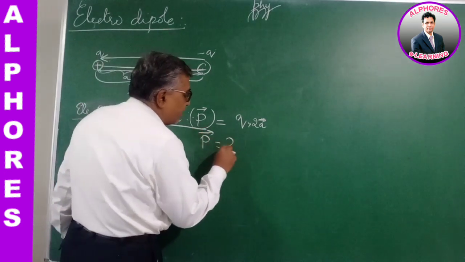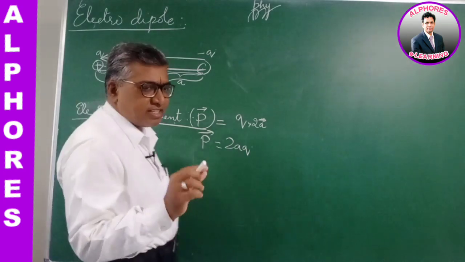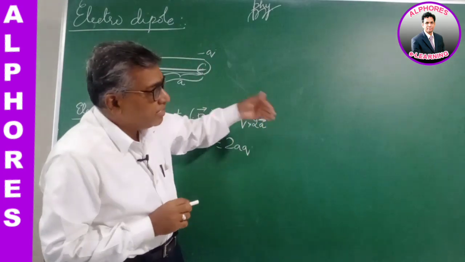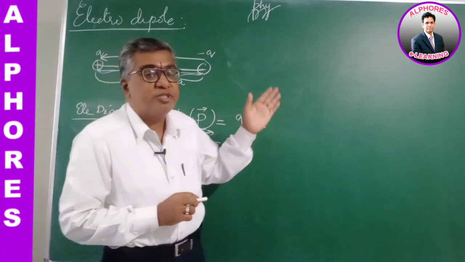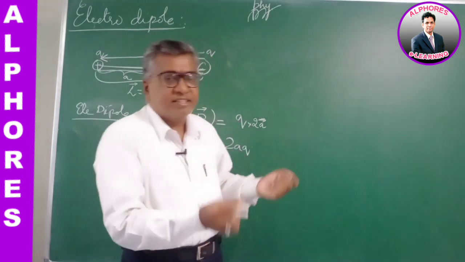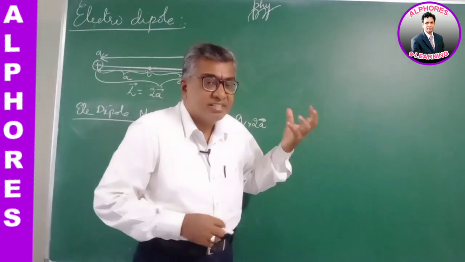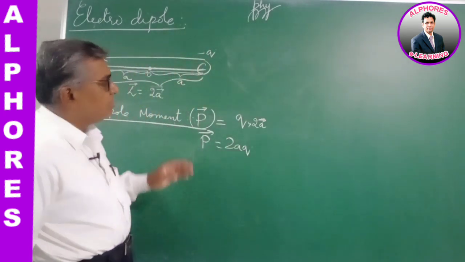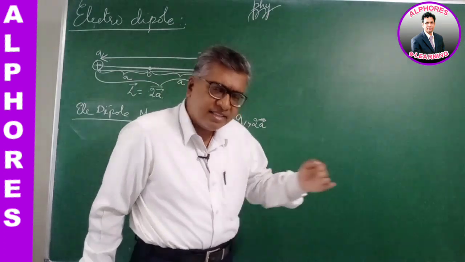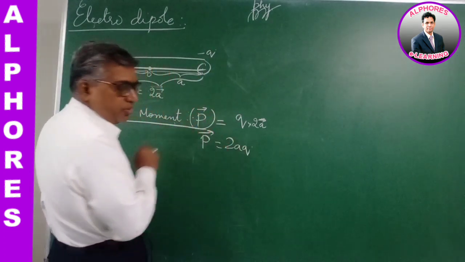So P bar is 2aq. This is the magnitude, and actually this is a general definition. The actual definition comes in a coming topic where the dipole is placed in a field. When it is placed in a field, it experiences a couple or torque, and that is where the actual definition comes. But in general we can define it as the product of the charge and the length of the dipole. So P bar is 2a into q.